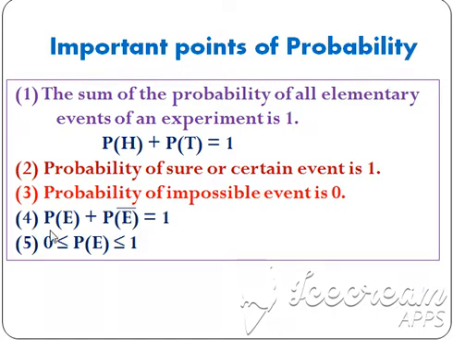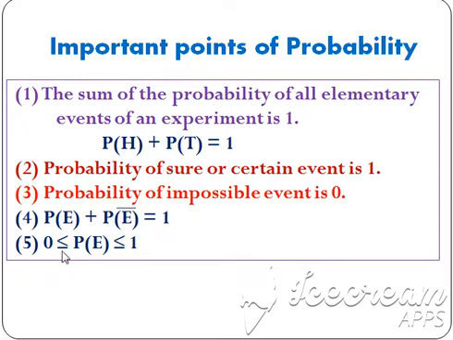Fourth point, P(E) plus P(E bar) is equal to 1. What does it mean? It is the probability of event E plus the probability of not E, which is also called the complementary event. The probability of the event plus the probability of not getting the event is always equal to 1. This is also an important point for solving the exercise, so remember this point also.